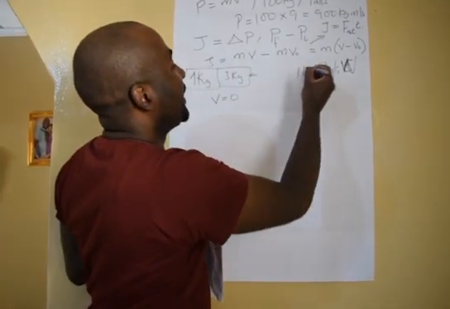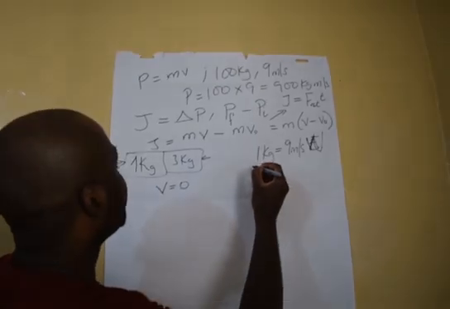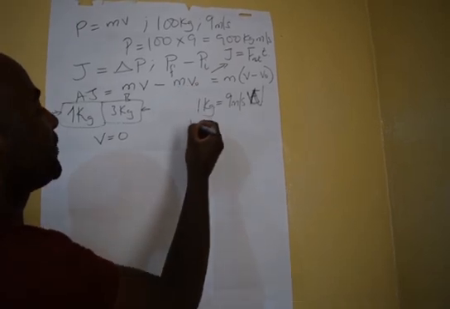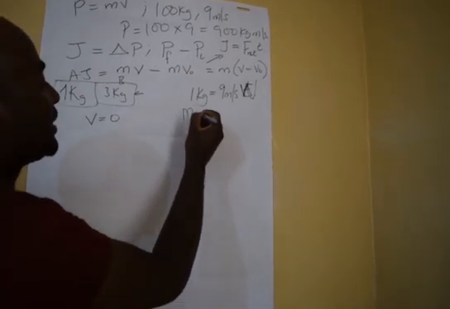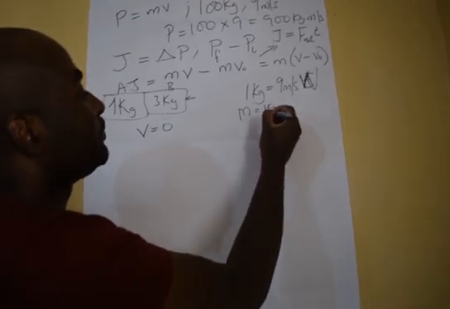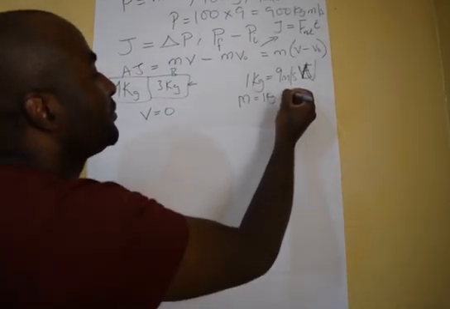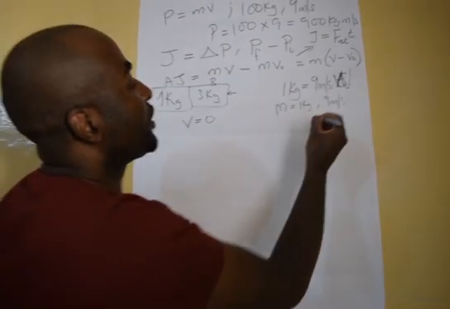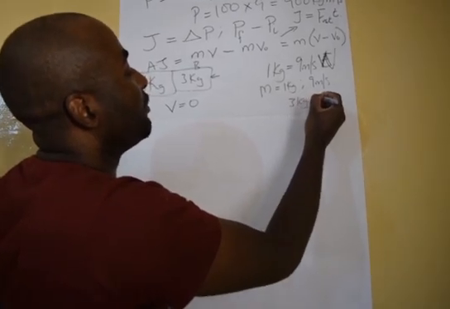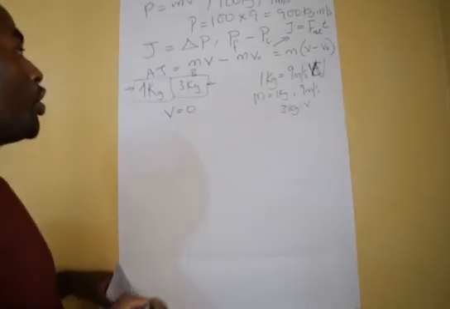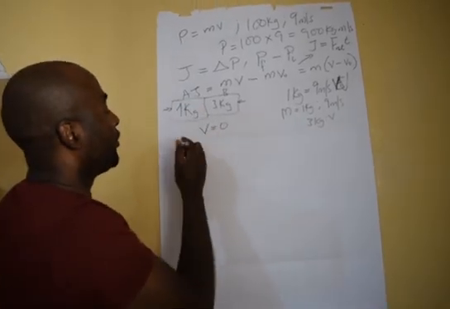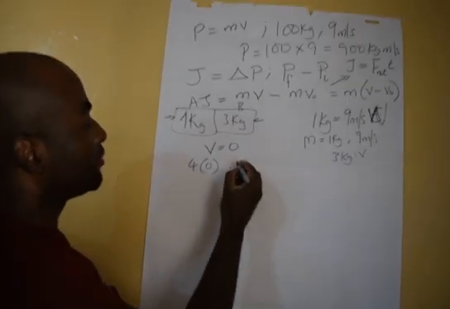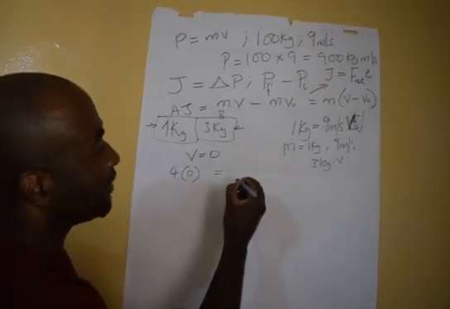Then in the after picture, you have the 1 kg, maybe this is A, this is B. The 1 kg, which is A, has the same mass, 1 kg, and its velocity is 9 meters per second. Then the 3 kg, you don't know the velocity. That's what you're looking for. So the momentum in the before picture is 1 plus 3, 4 times 0, which is simply 0. You can press on the calculator to find out.